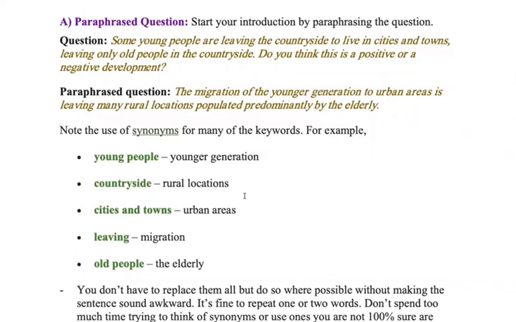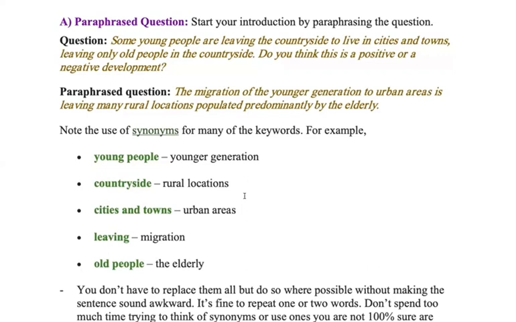Let's compare and contrast the question and the paraphrased question. First and foremost, the writer here has replaced some phrases and words with others. So young people becomes the younger generation. Countryside becomes rural locations. When you are talking about rural areas, you are talking about villages, okay, small areas.